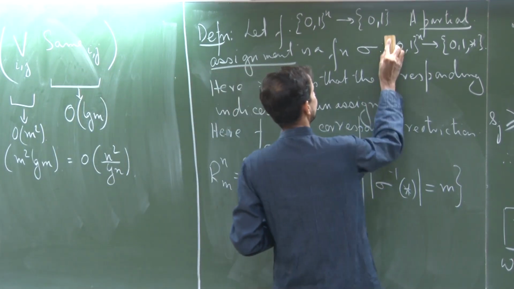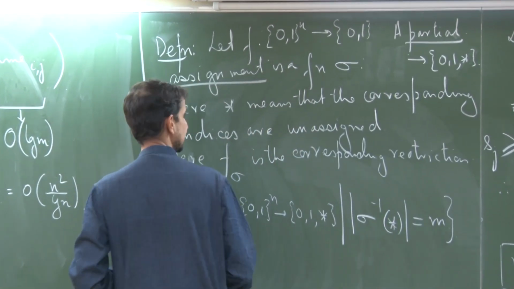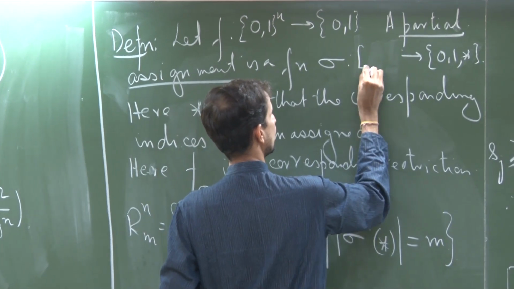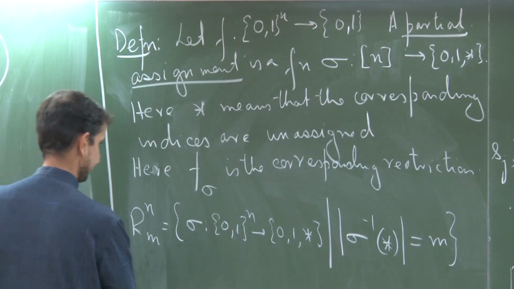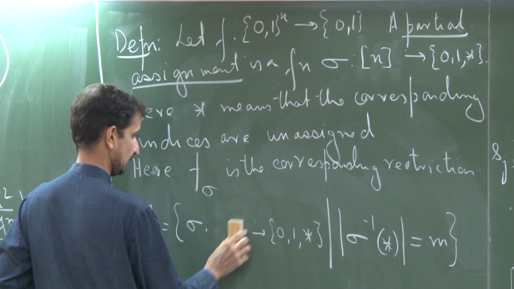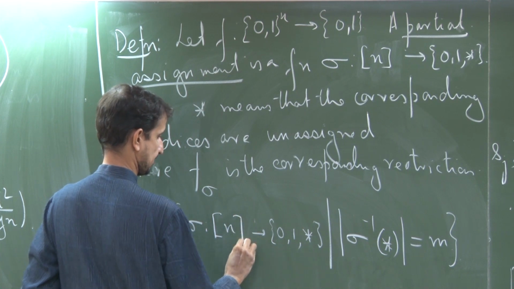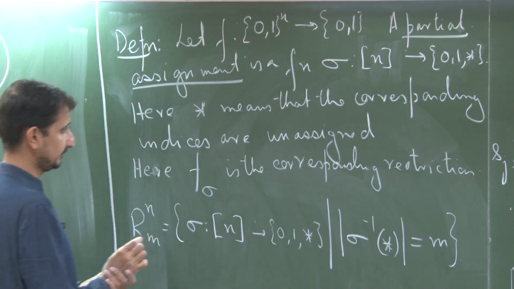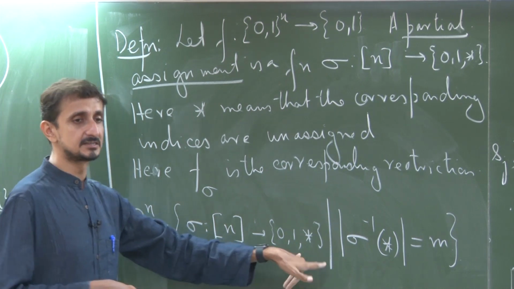So, this is not the correct way to write it. We should write this as sigma from this set to 0, 1, star. You are right, I had a mistake here. It should be from [n] to 0, 1, star.